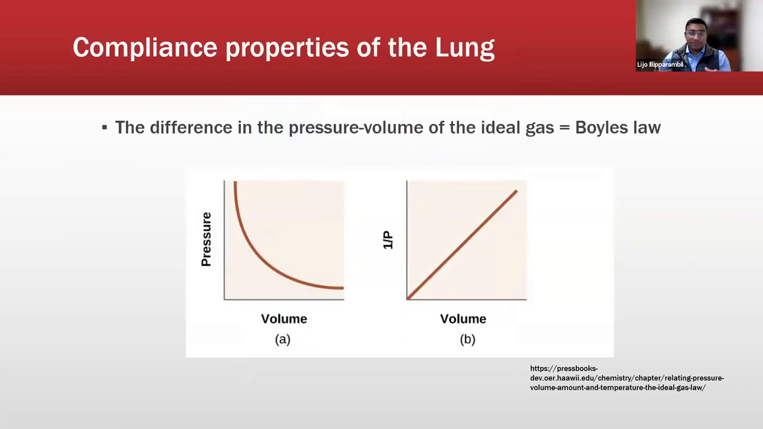Now, to understand what's happening and why the compliance of the lungs is so important, you first need to understand the general pressure volume relationship of an ideal gas. And this is best described by Boyle's law. Boyle's law states that for a given pressure and volume, there is an inverse relationship between that pressure and volume, assuming a standard temperature, with no fluctuations in temperature. And when you compare volume to 1 over pressure, there's a linear relationship between the two.